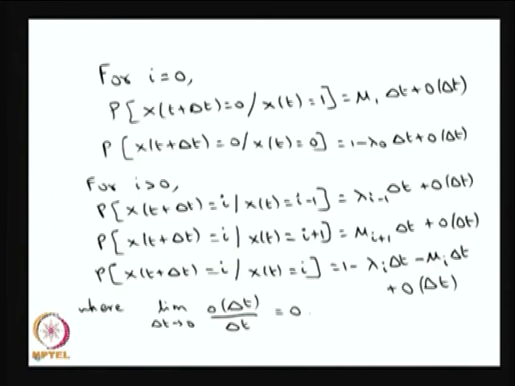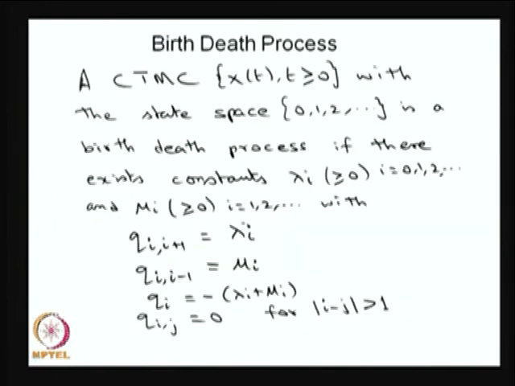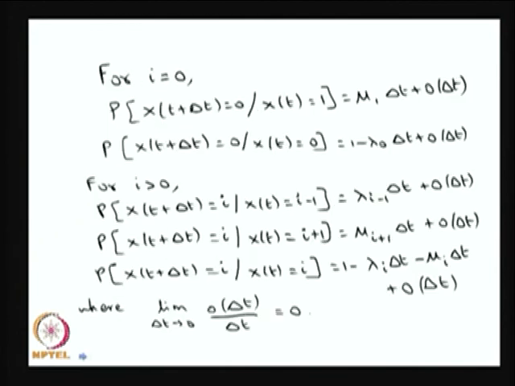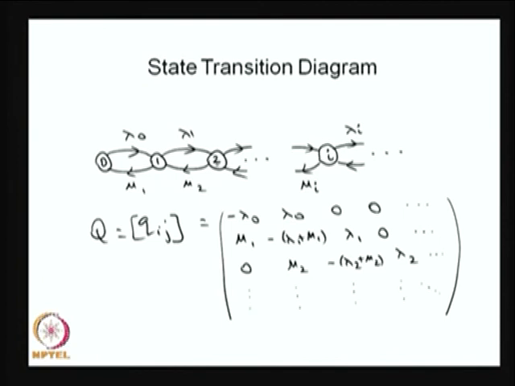So, lambda i's are nothing but the birth rates. That means the rate at which the system moves from state i to i plus 1 depends on i. Therefore, that rate is lambda i. The rate at which the system moves from state i to i minus 1 is the death rate, a function of i. Therefore, that death rate is mu i. So, the lambda i's are the birth rates and the mu i's are the death rates. For example, the system moving from state 2 to 1, the death rate will be mu 2. So, you can fill up the Q matrix. If you see the Q matrix, it is a tridiagonal matrix.